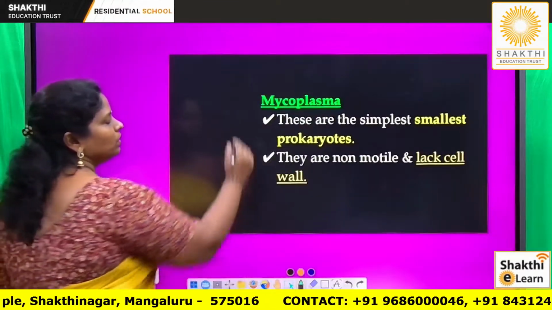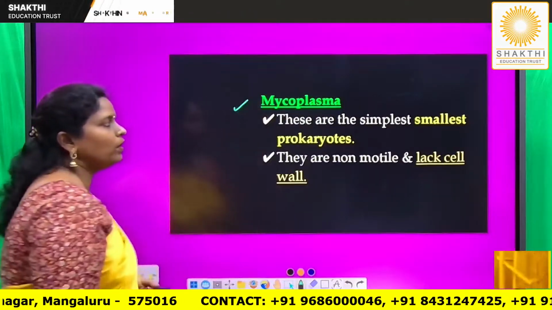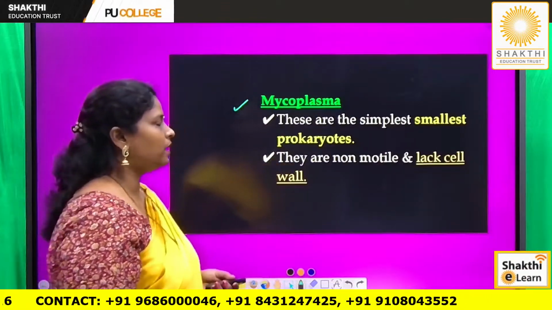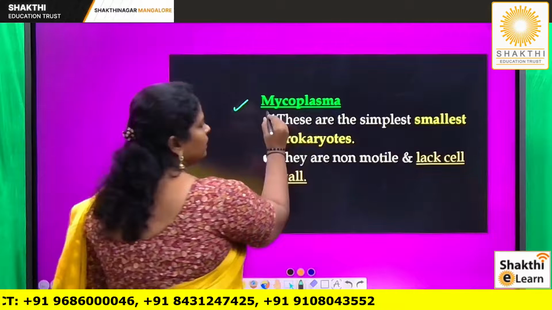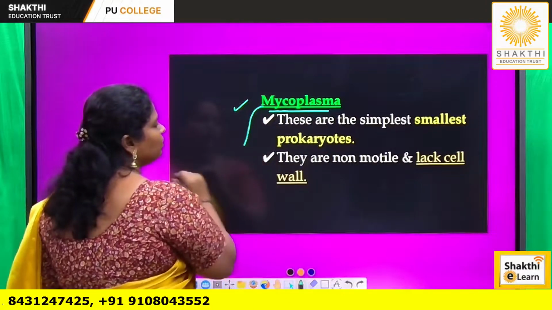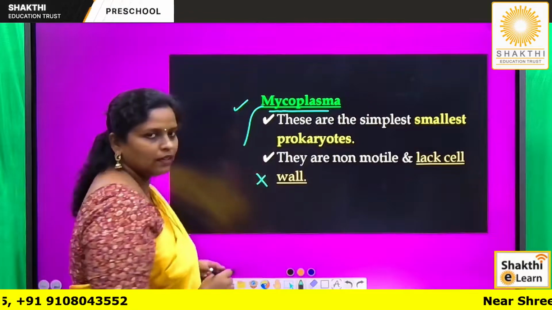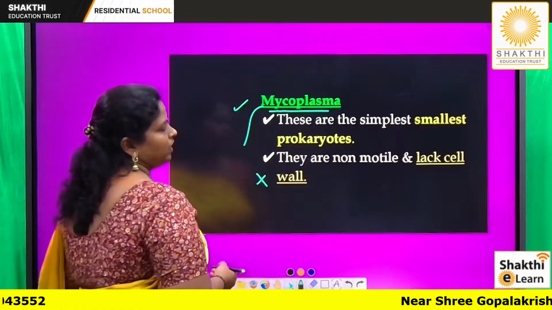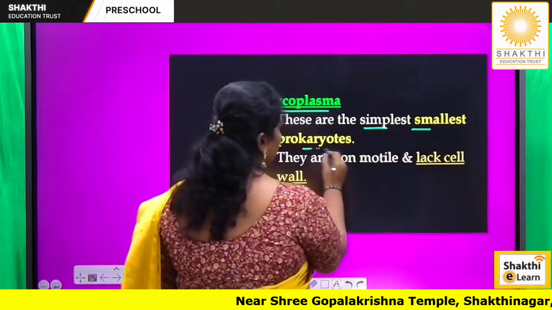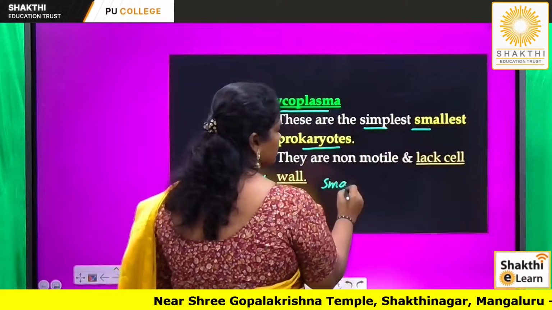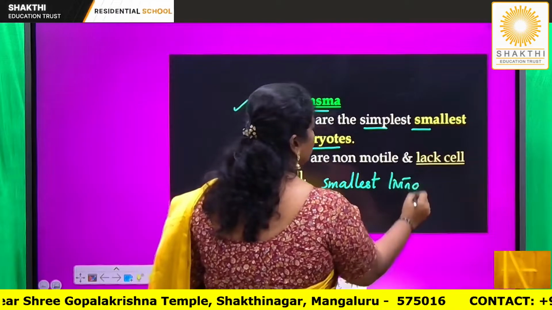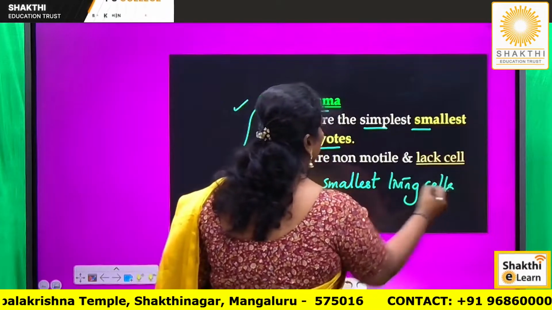Now we need to discuss a very important group. From the examination point of view also it's very important. Mycoplasma. These are also bacteria, but they show some unique features. They are the ones without a cell wall. Cell wall is missing. Hence, they can easily change their shape. And these are said to be the simplest, smallest prokaryotes. The smallest living cells are mycoplasma.